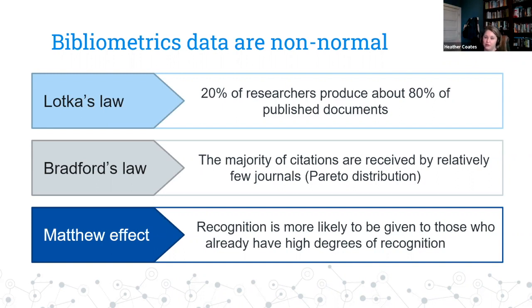And then we have the Matthew effect, which states that recognition is more likely to be given to those who already have high degrees of recognition. This is essentially the citation equivalent of the rich get richer. Being cited makes your work more visible, which means that you're more likely to get cited again. A virtuous cycle sort of plays into account, and there are many factors associated with that. There are some really interesting articles about that.